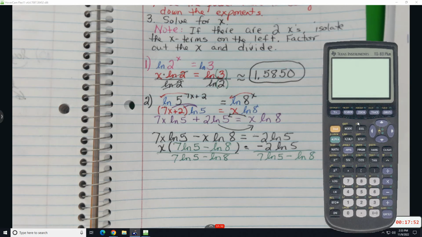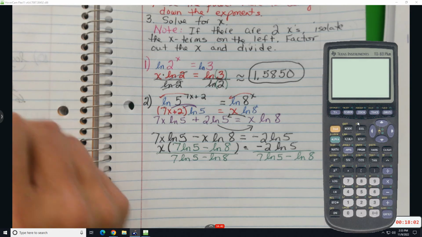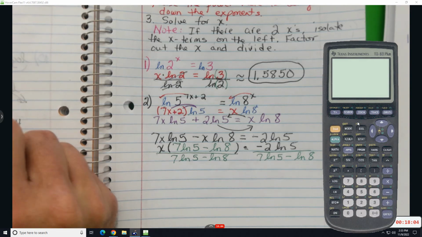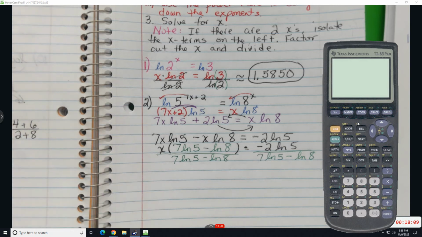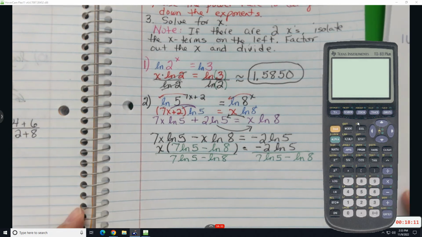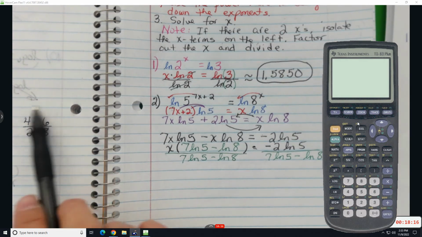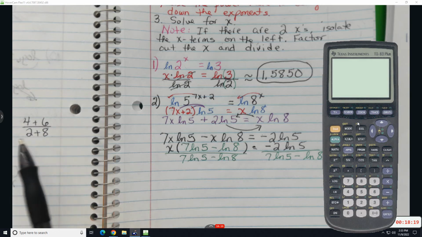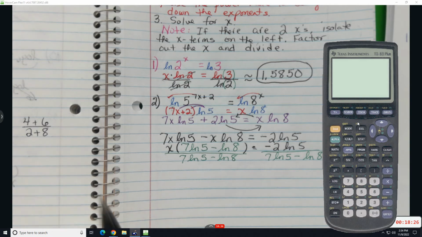Now, to punch that into your calculator, it's sort of messy. Think of this: 4 plus 6 divided by 2 plus 8. I think y'all could all do this in your head. What would we get as an answer to 4 plus 6 over 2 plus 8? 10 over 10, which simplifies to 1.